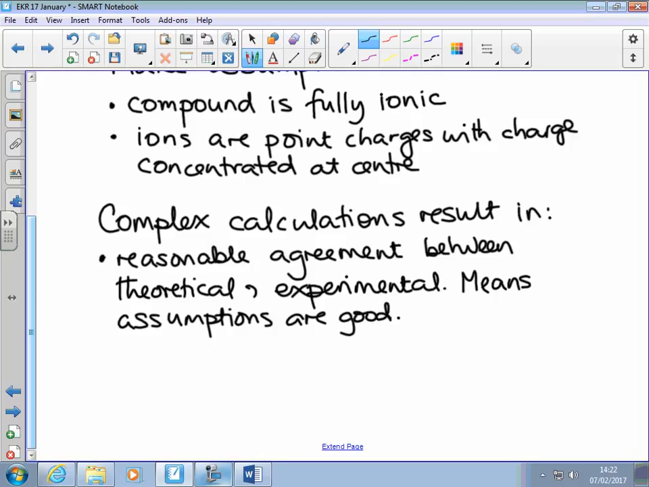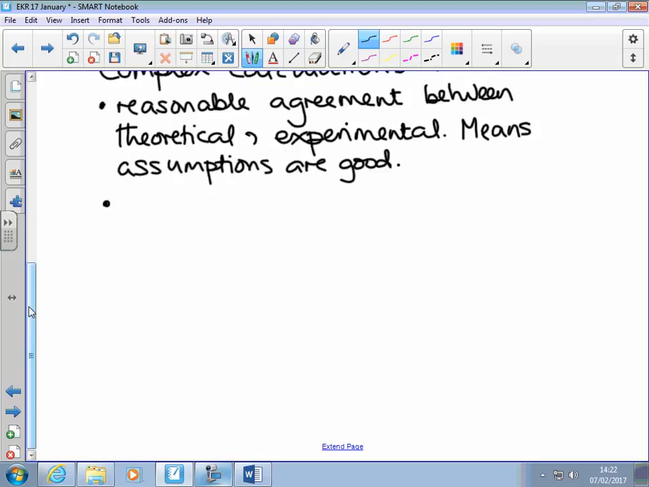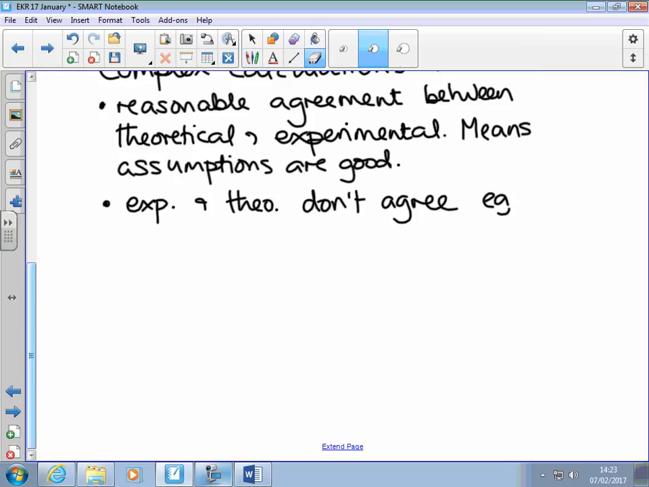However, you also get outcomes where there's a particular disagreement, and the one that's often quoted is silver chloride, or other silver compounds as well. So the experimental and theoretical values don't agree. And yes, silver chloride, AgCl.